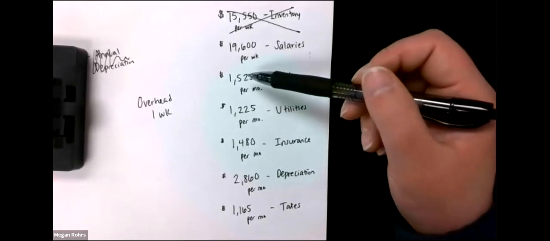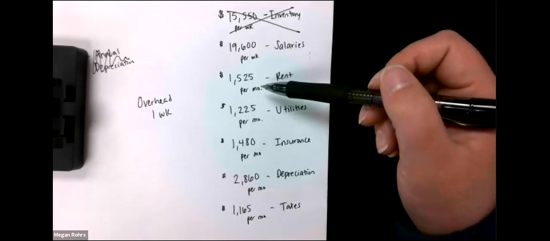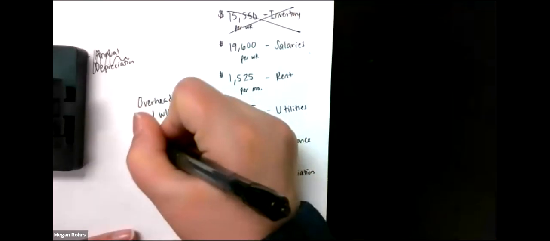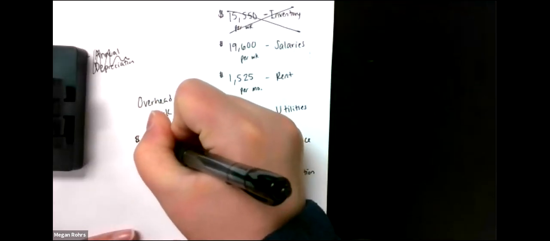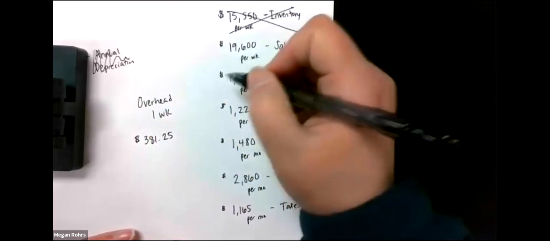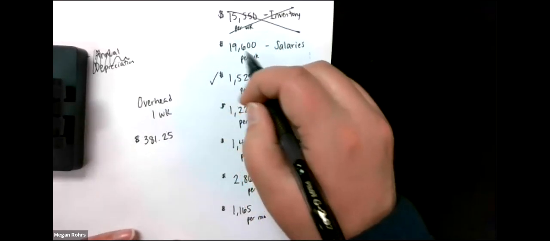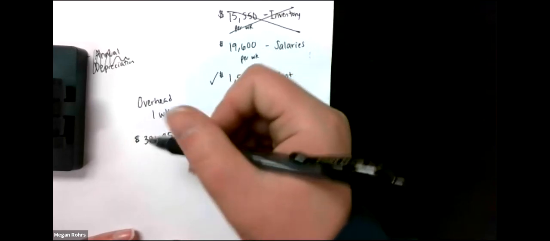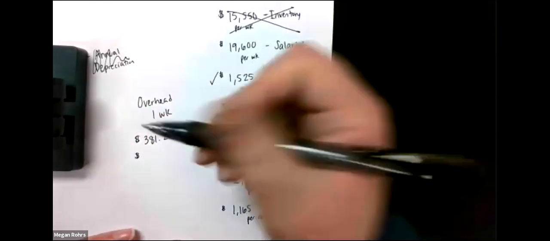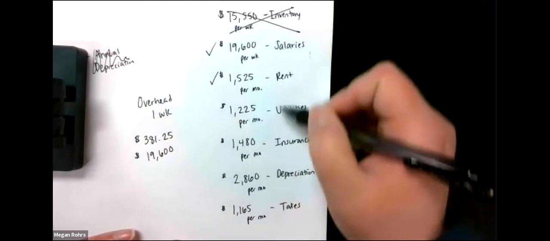So we'll start here, $1,525 for rent, divide that by 4. That gives me, I'll write these down here, 381.25. So we got the rent. The salaries were, this was already per week here, so we're going to include that as well. So 19,600, that was per week. We got the salaries.